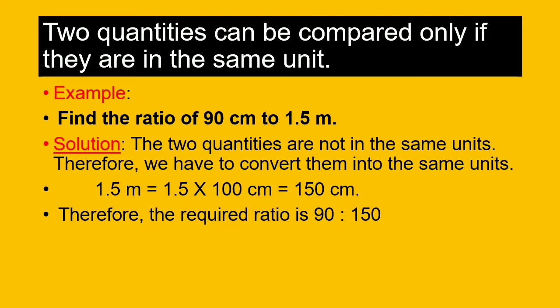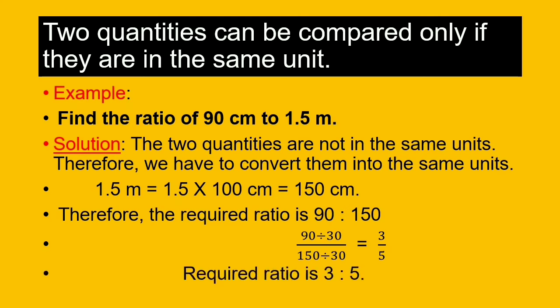Since the HCF of 90 and 150 is 30, therefore we will divide both numerator and denominator by their HCF, means 30. So 90 divided by 30 by 150 divided by 30, which is equals to 3/5. Thus the required ratio is 3:5. Let's move to the next slide.